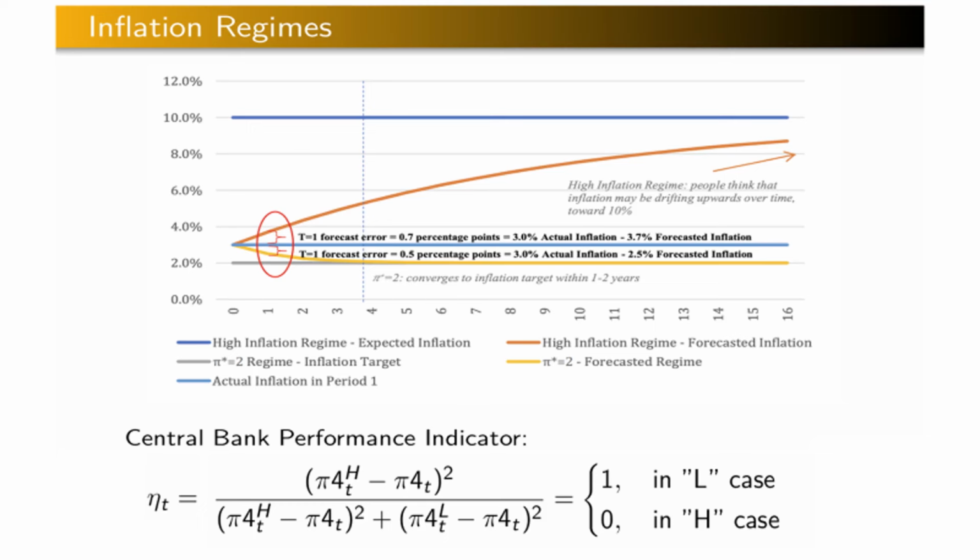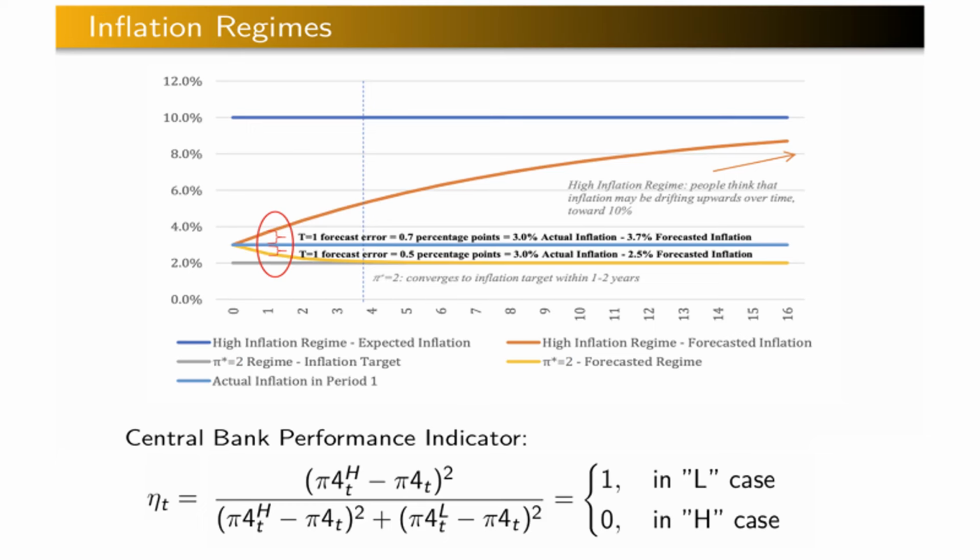ETA is equal to the square difference between inflation in the high regime and current inflation, divided by the squared difference between high regime inflation and low regime inflation. This creates a number between 0 and 1, where 1 represents the low inflation case and 0 represents the high inflation case. When inflation is consistently high and close to the high value, the central bank's credibility approaches 0.